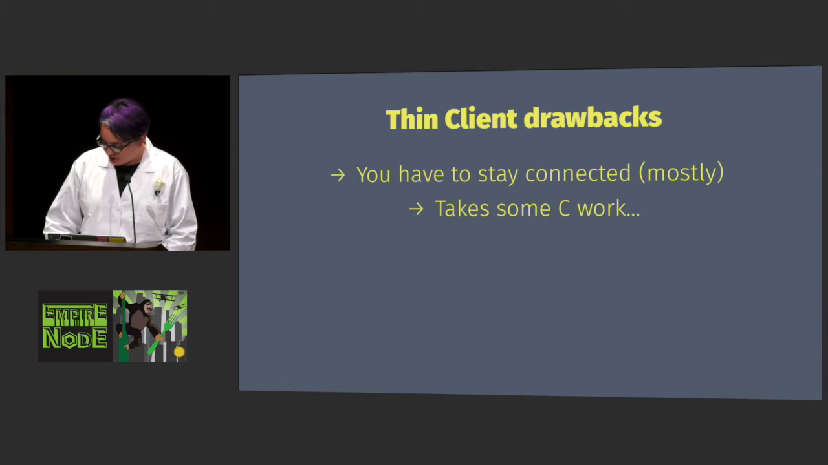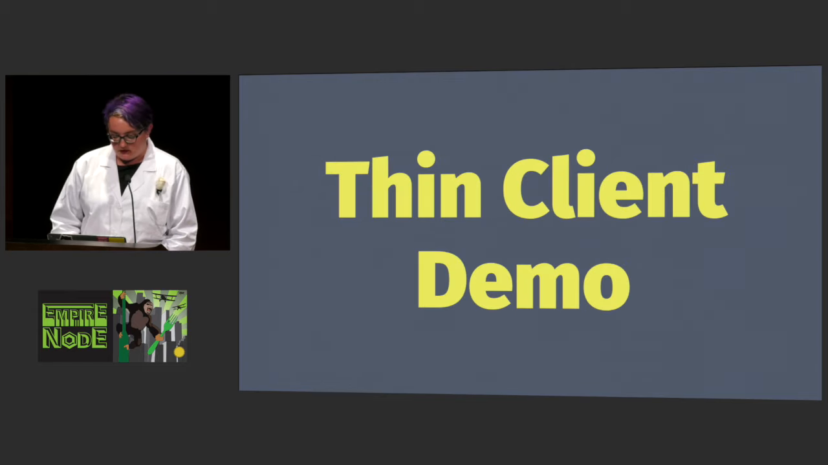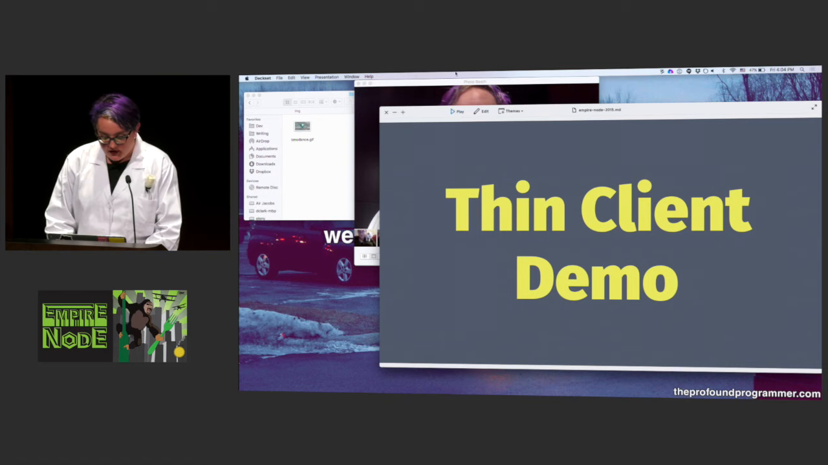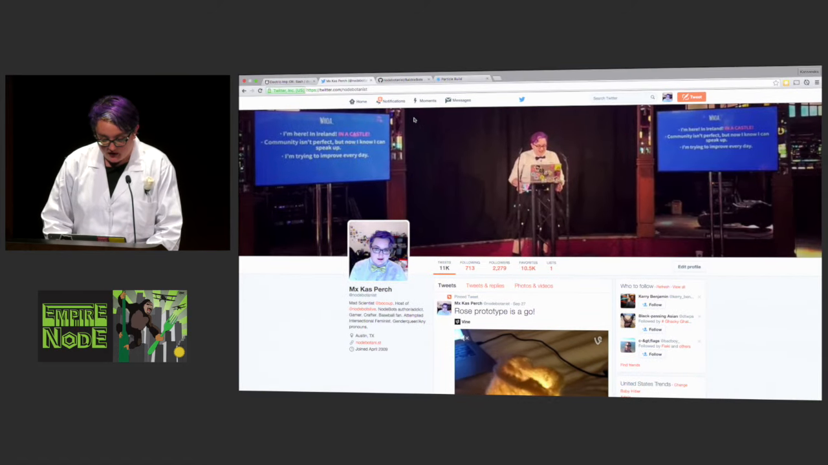So the thin client drawbacks are you mostly have to stay connected to the internet. You'll notice I check my phone every 5 seconds. That's because I'm making sure I still have a tether to the internet. And it does still take some C work, or Squirrel in the case of the demo I'm about to show you. So the thin client I have working right now is the Node Sash.